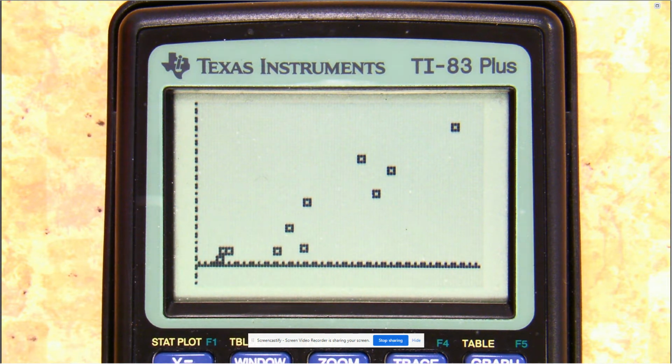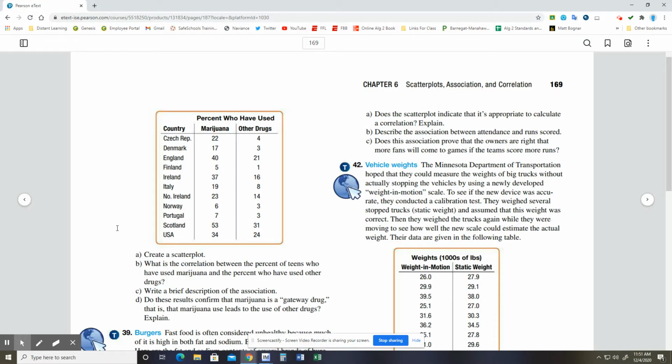I'll read you exactly what the textbook answer key says. It says there's a strong positive linear relation between the percent of teens using marijuana and the percent of teens using other drugs. In general, in countries with higher marijuana use, there tends to be higher use of other drugs. They're not saying that one causes the other. They're just saying that these two things are correlated with each other. There tends to be a relationship between them.